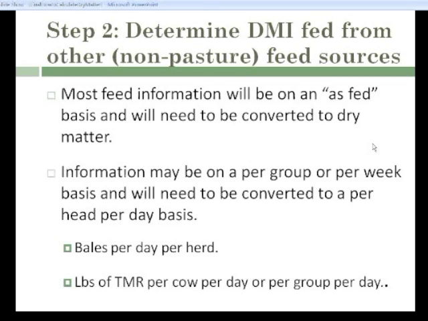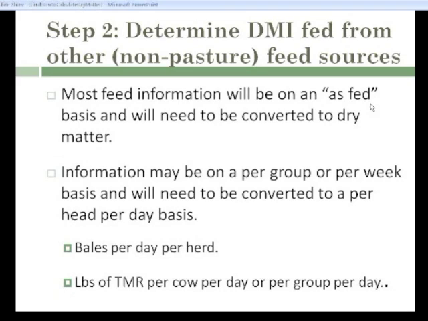Because what you're trying to figure out here is the total pounds of dry matter from grain and hay and silage and other stored feeds that you're feeding per head per day. Most of the feed information that you'll have on hand is going to be on an as-fed basis, which is the weight of the feed with the water still in it. And so you need to do the conversion of the as-fed to a dry matter basis. And we'll do an example of one of those next.